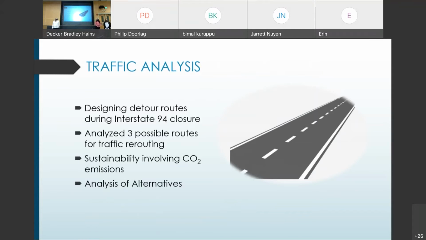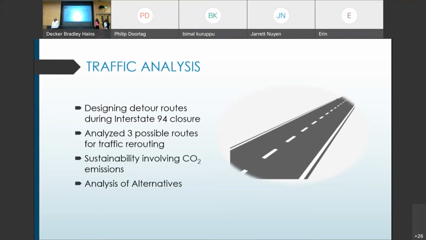As previously mentioned, the bridge will be constructed at an offsite location. Following the completion of construction, the bridge will be moved using SPMTs into its final location. This means there will be a long closure of Interstate 94. Our team has analyzed three possible detour routes to reroute traffic around this construction zone. We considered sustainability and the impacts of idling vehicles in our determination. After our analysis of alternatives, the best route is suggested.